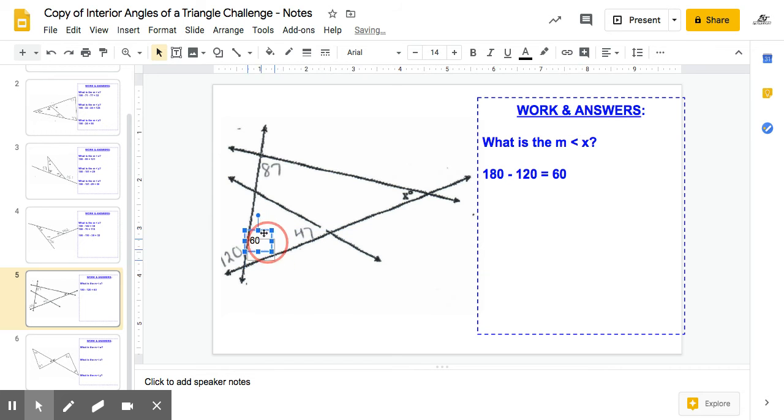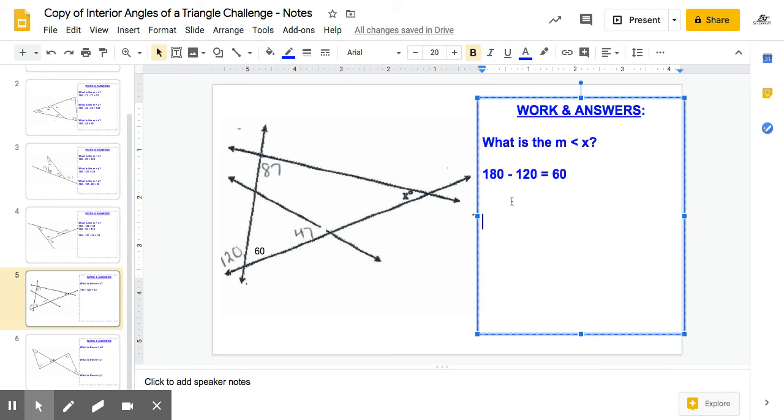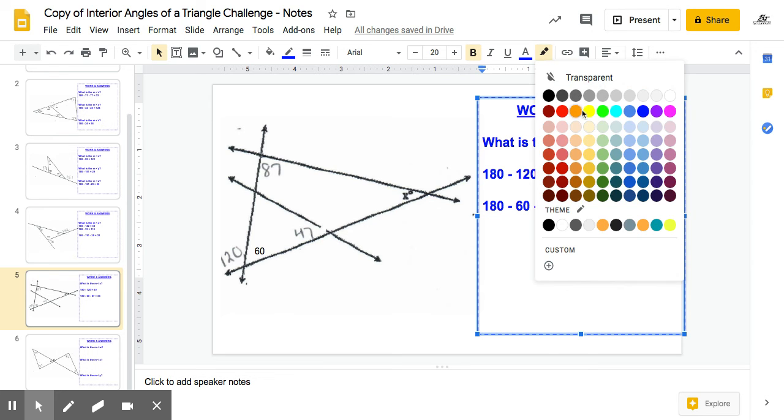Using that information, I can now find the measure of angle X by simply subtracting 180 minus 87 and minus 60. Okay, which gives us 33. So that tells me that the measure of angle X is equal to 33 degrees.